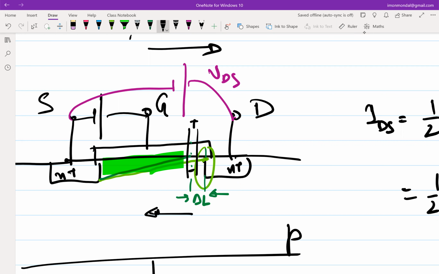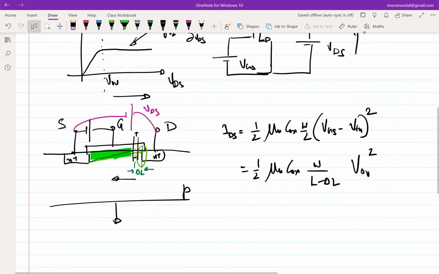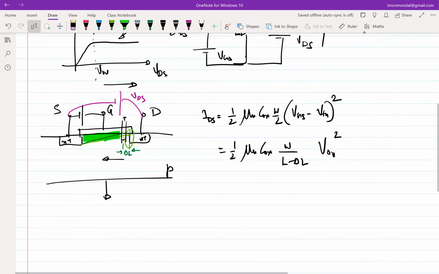So as it turns out, current doesn't remain the same. To the zeroth order approximation, it remains the same. But as it turns out, because you have shortened the channel, for the same VDS, what do you expect the current to be? It's proportional to W over L. If L decreases, current has to increase, right? But thankfully, this delta L is not significant. You will see why I say thankfully. So now what is happening is, yes.